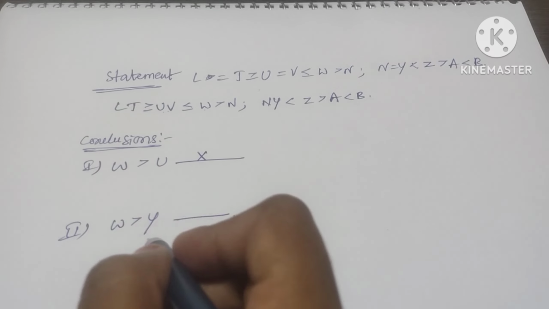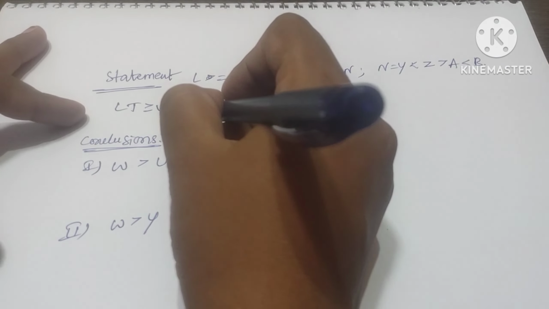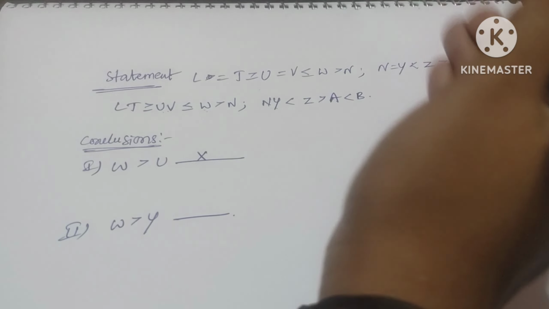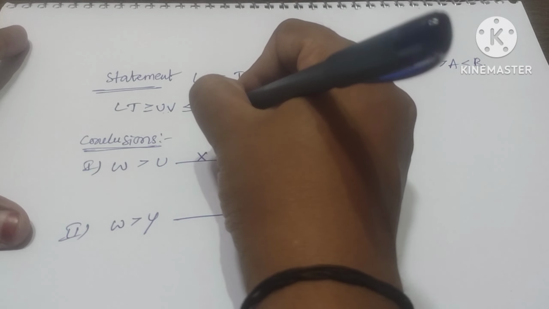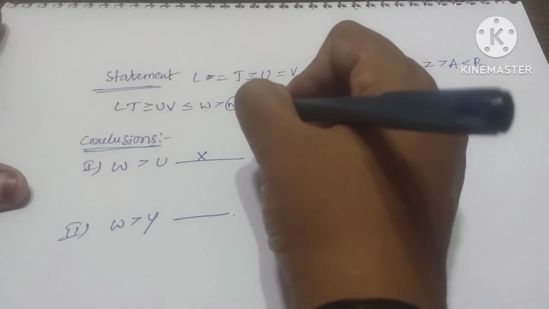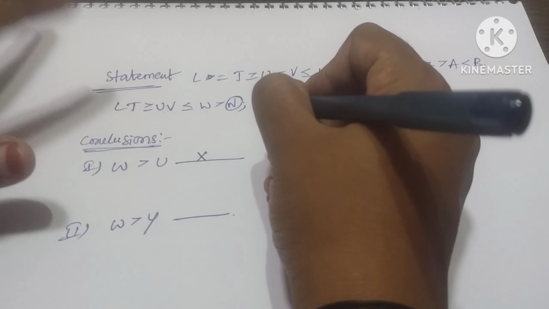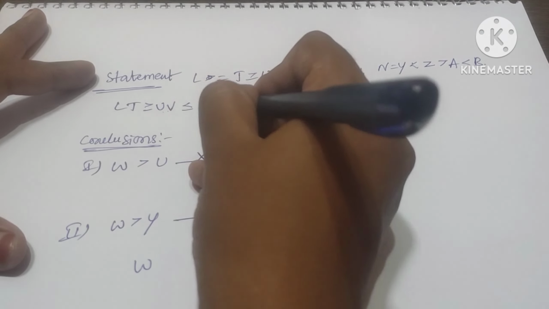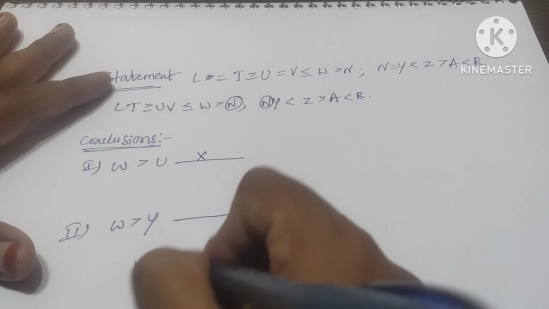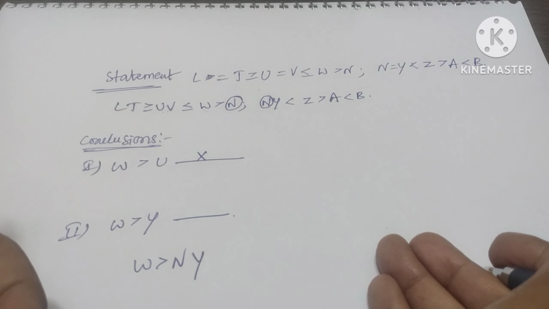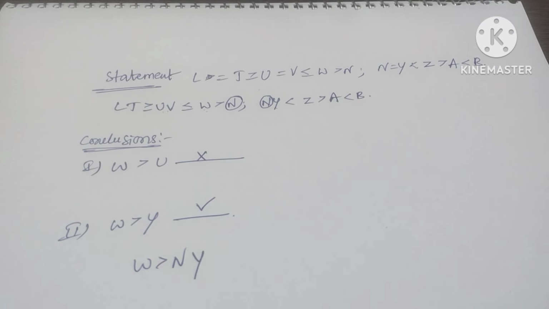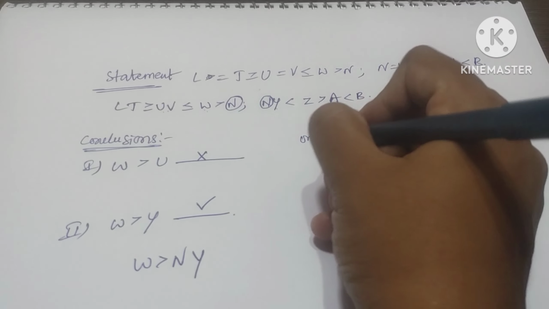Now W is greater than Y. W is here and Y is here. Between these two statements we have to take the common letter. The common letter is N. Both N and Y are equal in statement 2. W is already greater than N in statement 1. Since N and Y are equal, we can write the equation like this. So W is greater than Y is correct. The answer is that only conclusion 2 follows.